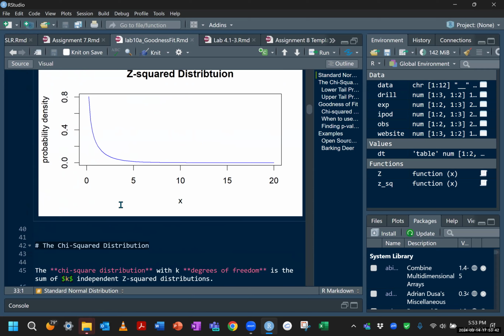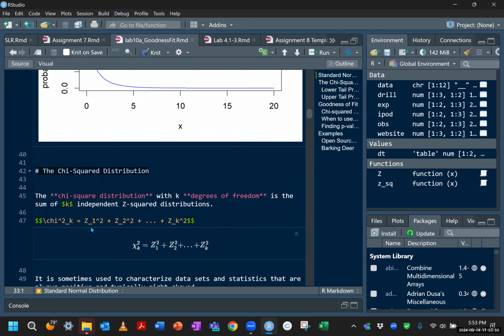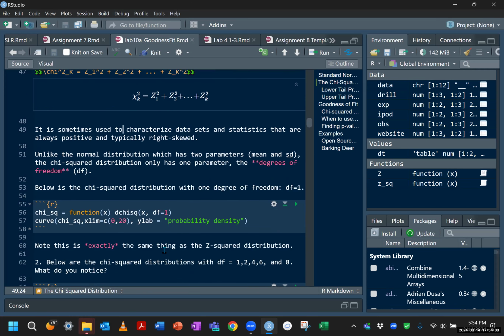This distribution we're going to use, but we're going to add many z-squared distributions together. And when we do that, we get what's called a chi-square distribution. If I take k different z-squareds, it could be any integer, we would call that the chi-squared distribution with k degrees of freedom. Let's look at some plots, and you can see what it's characterized as.